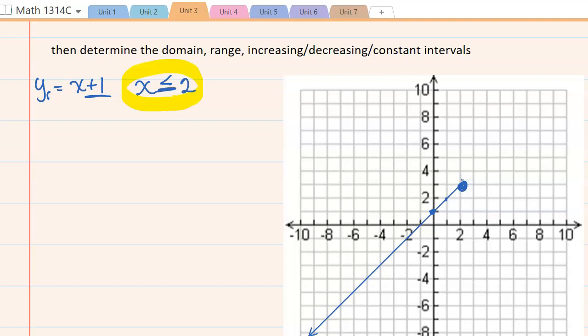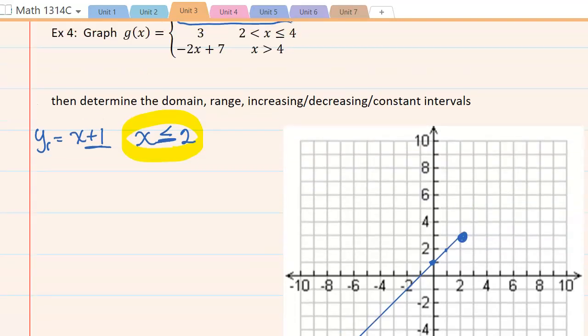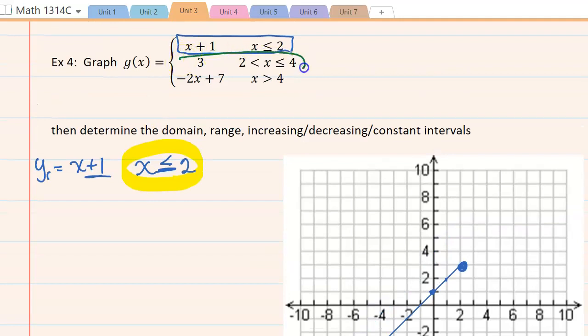Let's now graph our second equation. Our second equation is right here. It says y2 is equal to 3. This is a constant function. So in other words, it would be right here going all the way across at y is equal to 3.